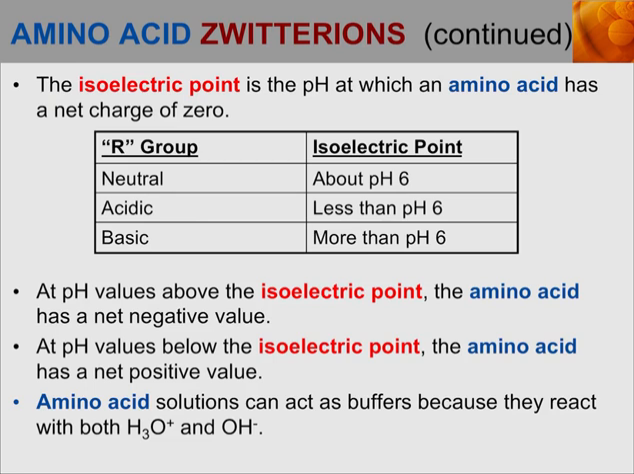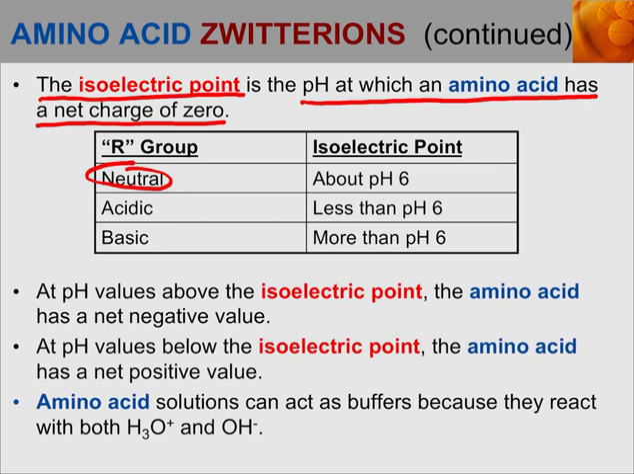Now, let's talk about what's called the isoelectric point. So this is the pH at which an amino acid has a net charge of 0. So if you have an amino acid with a neutral R group, the isoelectric point will be at about a pH of 6.